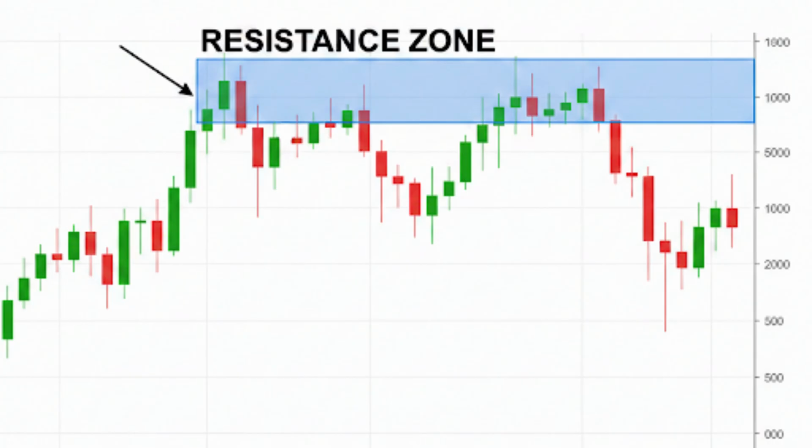2. Resistance. Resistance is the opposite. A price level where the market stops rising because selling pressure increases. This acts like the ceiling of the chart. Resistance helps traders decide where to book profits or look for reversal signals.